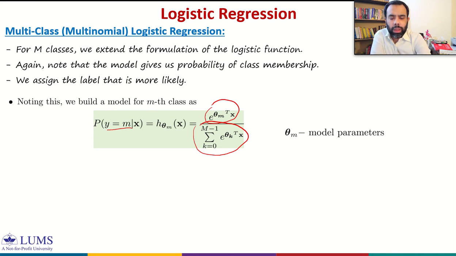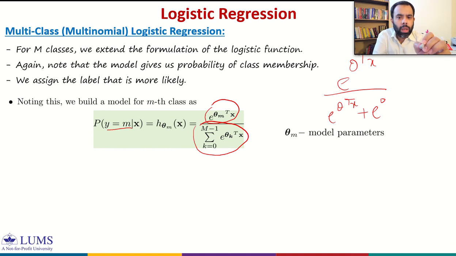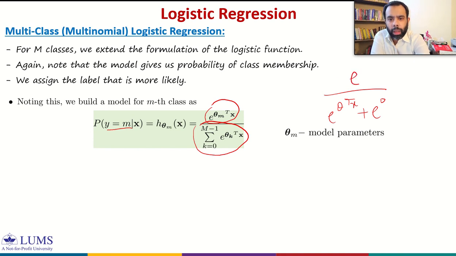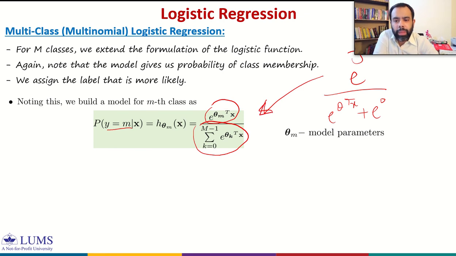So this is simply an extension of logistic. In logistic, what we had was exponent of theta transpose x divided by exponent of theta transpose x plus exponent of 0. That was the probability of y equal to 1. For the probability of y equal to 0, you simply have exponent of 0 in the numerator. For defining multi-class logistic regression, we have simply extended this here.